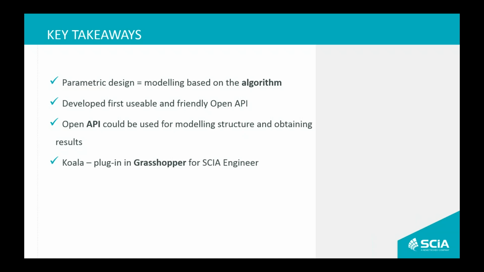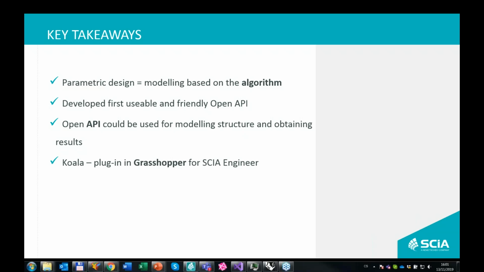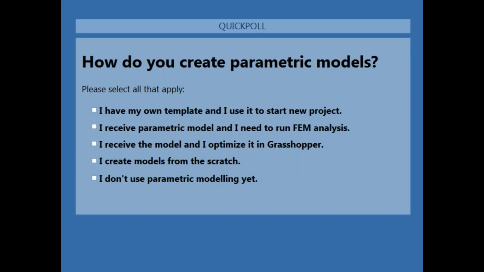And now I'm also interested in how you create your parametric model, if you do. I'm interested whether you use templates. So if you create a template for specific types of structures, or if you, for example, receive the parametric model from an architect to either analyze it or to optimize it in SCIA Engineer or somewhere else.